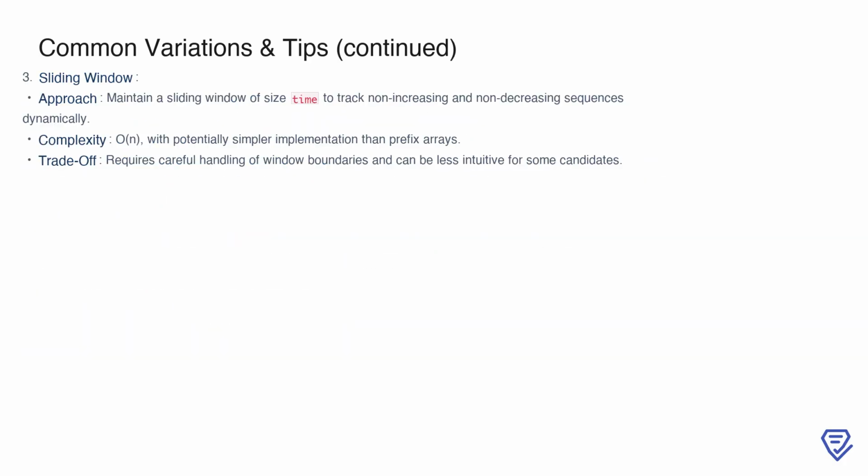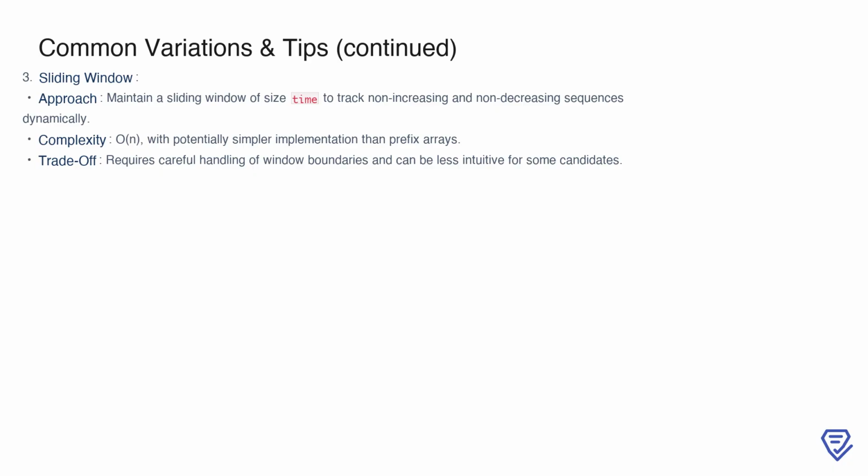Another efficient approach is using a sliding window to dynamically track non-increasing and non-decreasing sequences. This method involves maintaining a window of size time as you traverse the array, updating the window dynamically to check the conditions for each day. The sliding window approach also achieves O(n) complexity, and for some candidates, it may offer a more intuitive implementation compared to prefix arrays. However, it requires careful handling of window boundaries, as small mistakes in managing the window size or its indices can lead to incorrect results. While it may feel simpler for certain cases, the dynamic nature of the sliding window can make it slightly harder to debug than the prefix array approach.